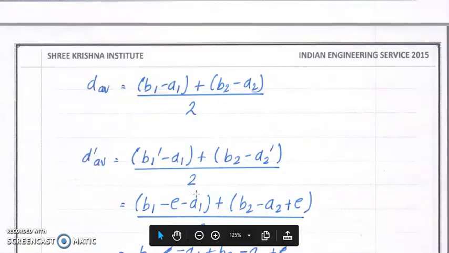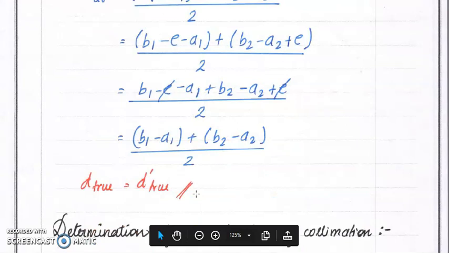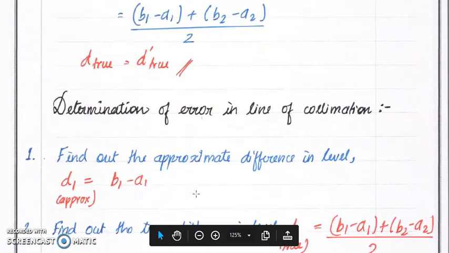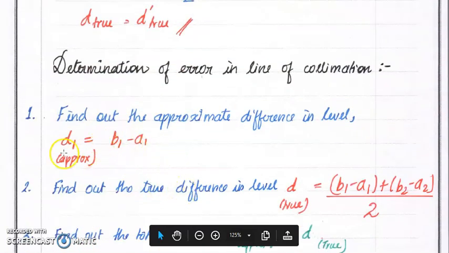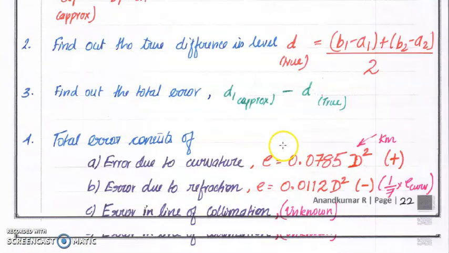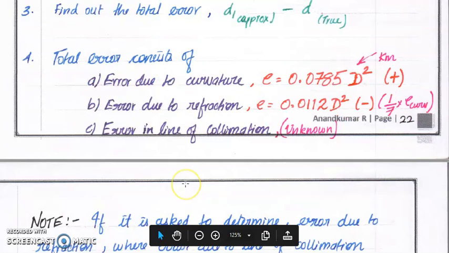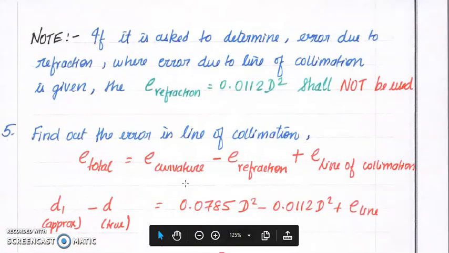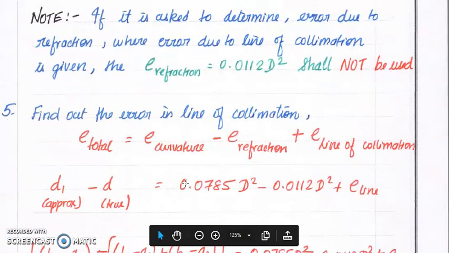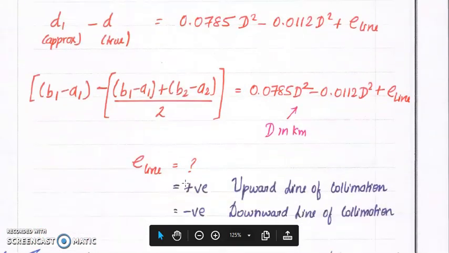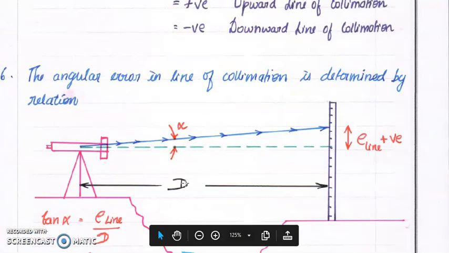Next, these are all the derivations. Just the formula is enough. Find B1 minus A2, D1 equals B1 minus A1, and the final formula. Error due to curvature, error due to refraction, error in line of collimation. These things you can find in your textbook itself. I don't want to waste your time, so please come here.